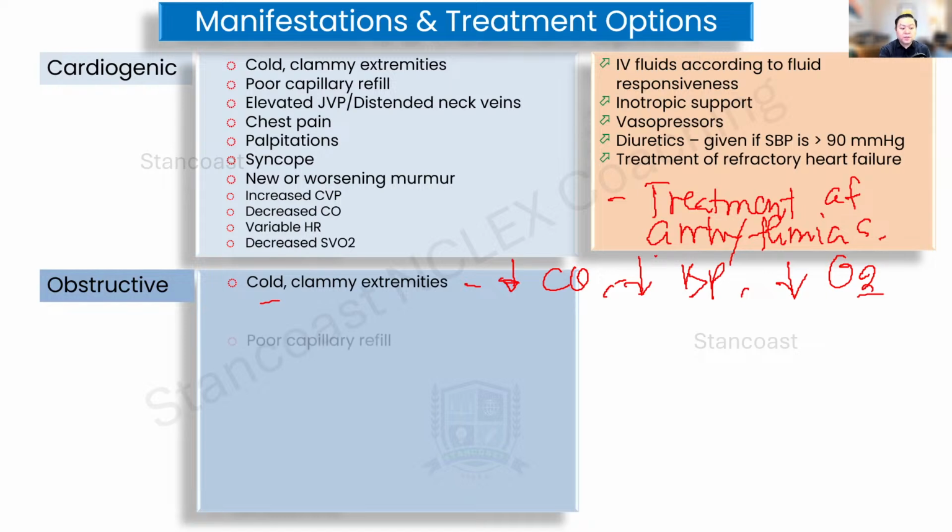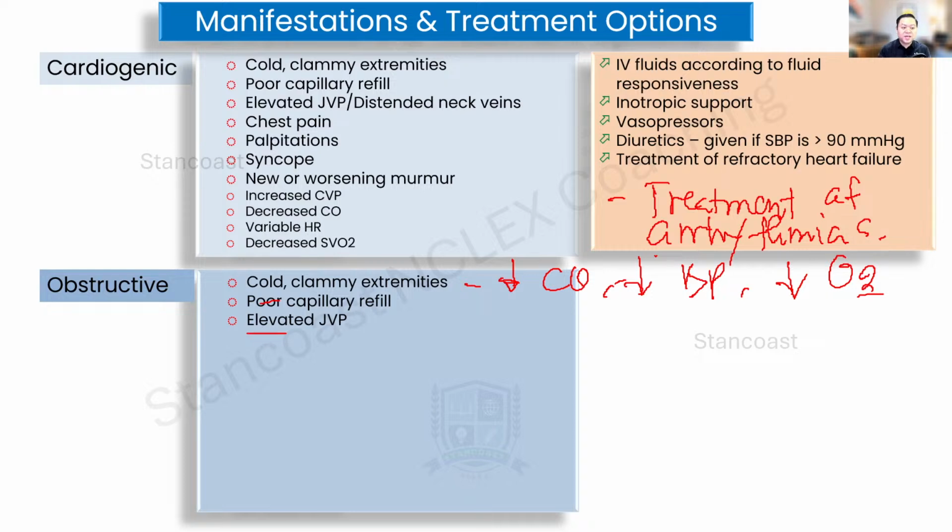Now, the patient will also have poor cap refill because of the decreased perfusion to the distal portions of the body. Again, there is rerouting of the blood supply. They want to supply more onto the vital organs. And so there is going to be poor cap refill. Now, talking about the jugular venous pressure, it will also be higher.